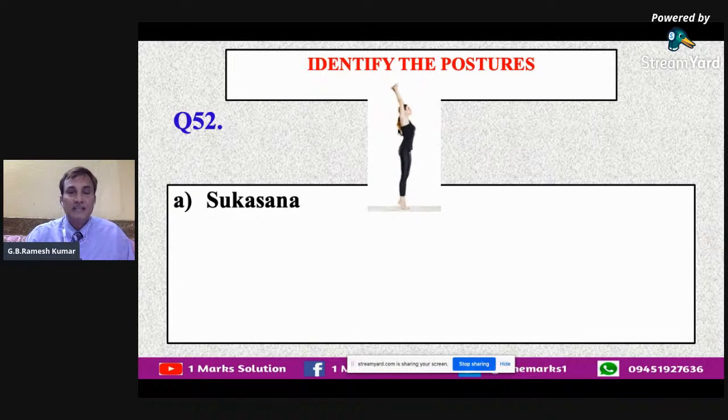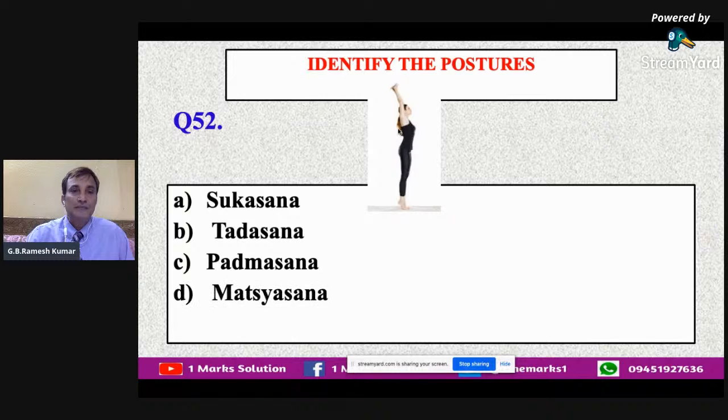The next one is that you can see the pose picture of an asana. Sukhasana, Tadasana, Padmasana, and Matsyasana. Now, it's not Sukhasana, it's not Padmasana, it's not Matsyasana. Sukhasana, Padmasana, and Matsyasana are all sitting postures. This particular lady is not in a sitting posture. So the answer is Tadasana, that is palm tree pose.